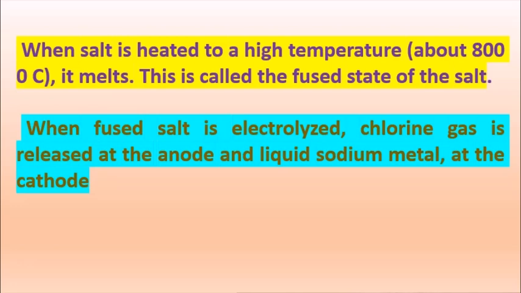So this is called the fused state of the salt. Then the fused state is also electrolyzed. Chlorine gas is released at the anode and liquid sodium metal is released at the cathode. So when you electrolyze it, you can even see different types of gases coming out from the two electrodes, that is, cathode and anode.